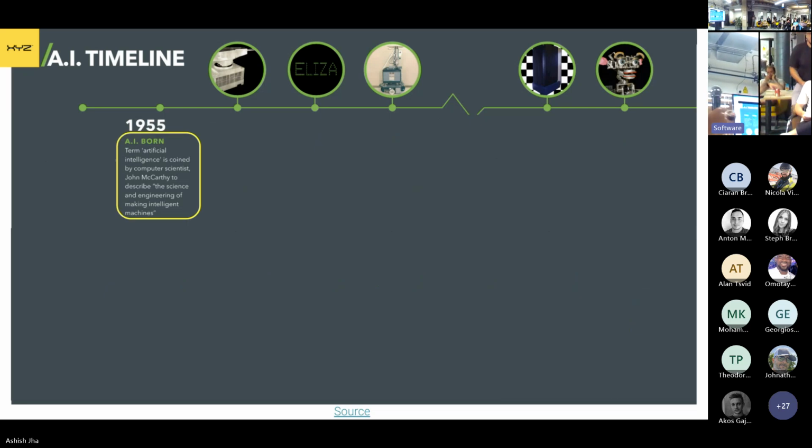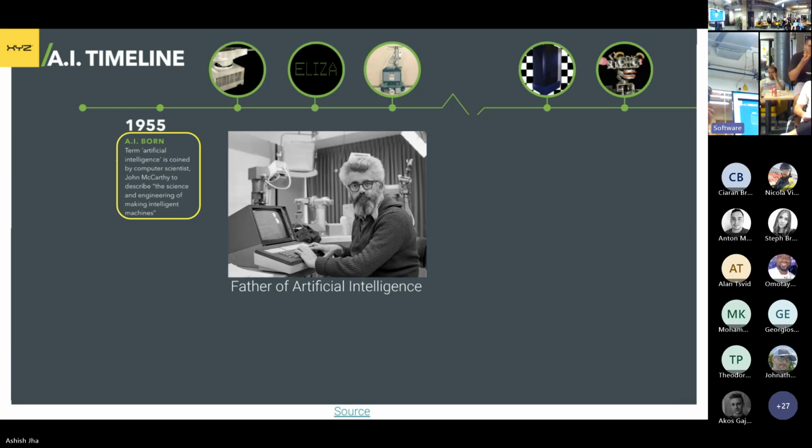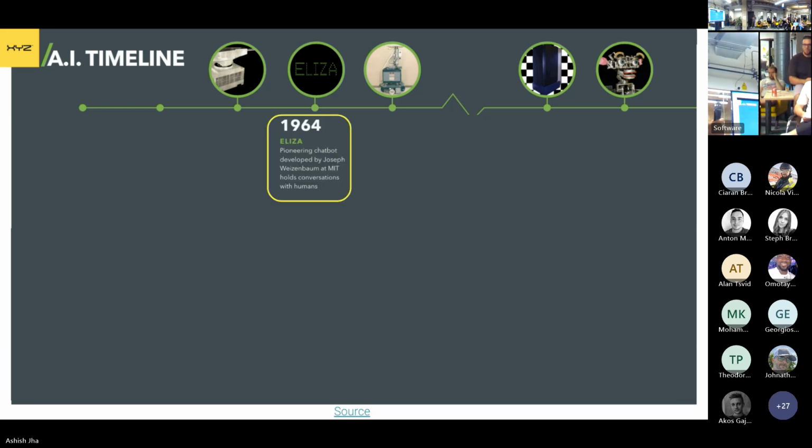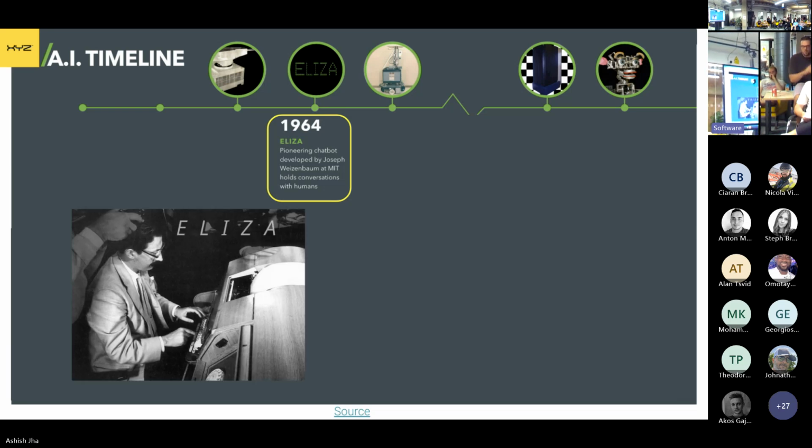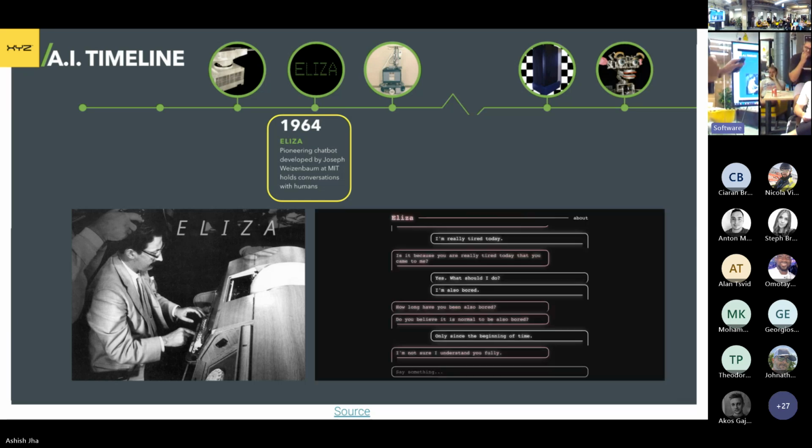Couple years later, around 1955, the term AI was coined by Professor John McCarthy, who is considered to be the father of artificial intelligence. And then after 9 years, we had our first ever chatbot. So back then, before ChatGPT ever existed, there was something called Eliza, and that's Joseph Weizenbaum at MIT apparently interacting with Eliza, saying something like, "Hey, I'm really tired today." And Eliza replies, "Is it because you are really tired today that you came to me?"